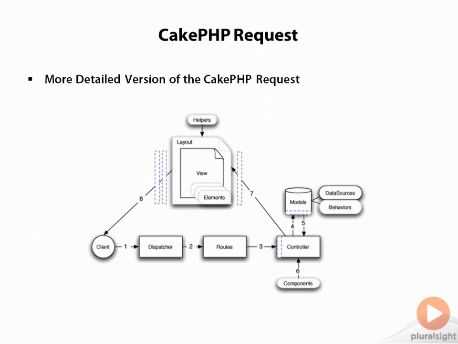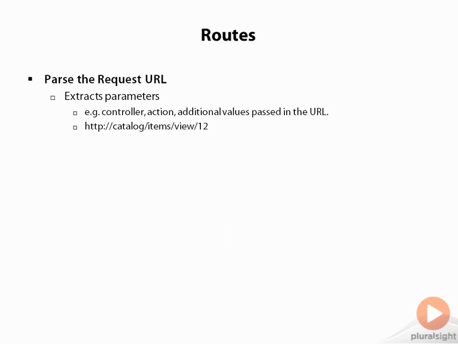Let's go over a more detailed version of the CakePHP request. In the first module we had a simple version of the CakePHP request, and here we have a more detailed version. You will notice that there are a few more items which go into a single URL request from a user. Most notably is the routes. The routes parse the URL to extract the parameters.